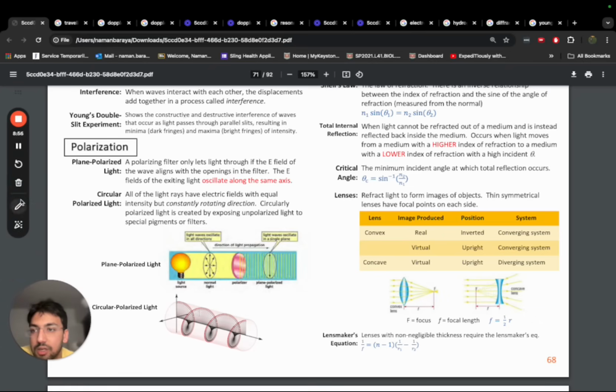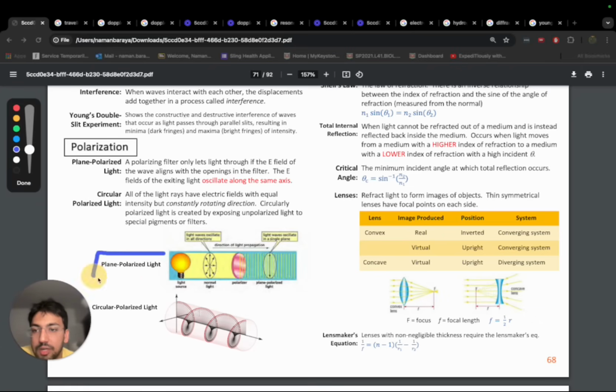This is an example of plane polarized light. You have this light going through, but then this is the polarizer, and it's only allowing these vertical lines to go through. So what you have at the end is just these vertical lines. They only oscillate in this plane. They don't oscillate in all the planes like this.